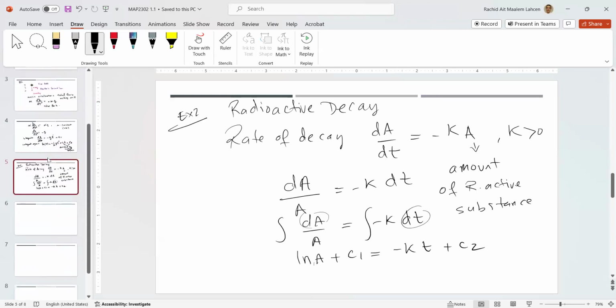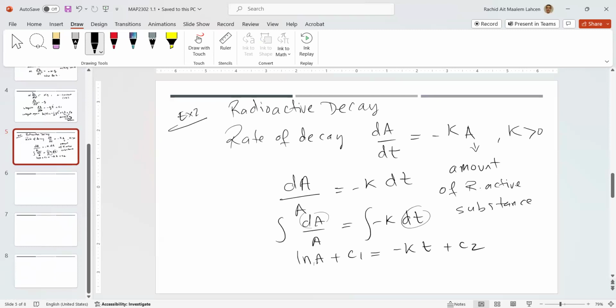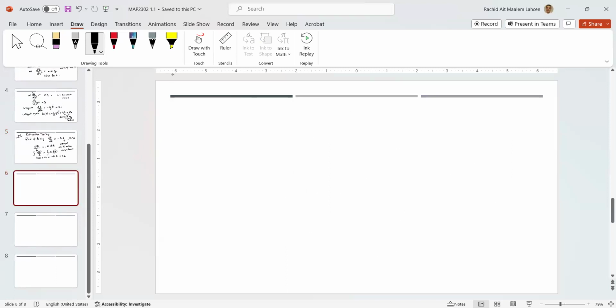And somewhere as well in calculus, you solved this type of equations. So we need to solve natural log of a plus c1 equal negative kt plus c2. So pause the video and ask, what would you do in this case? How would you open all this up so we can get the a, right? And the constants are just constants.